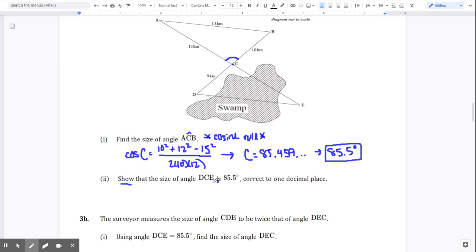Part B, show that the size of angle DCE is 85.5, correct to 1 decimal place. So angle DCE, which is this one. Note that it's the exact same thing we just got, right? So instead of showing, I'm going to more explain. If you think back to geometry, vertical angles are opposite angles when two lines intersect. So because angle ACB and angle DCE are opposite angles from two intersecting lines, that automatically means that they're the same. So any kind of explanation about vertical angles can show that angle DCE should be 85.5.